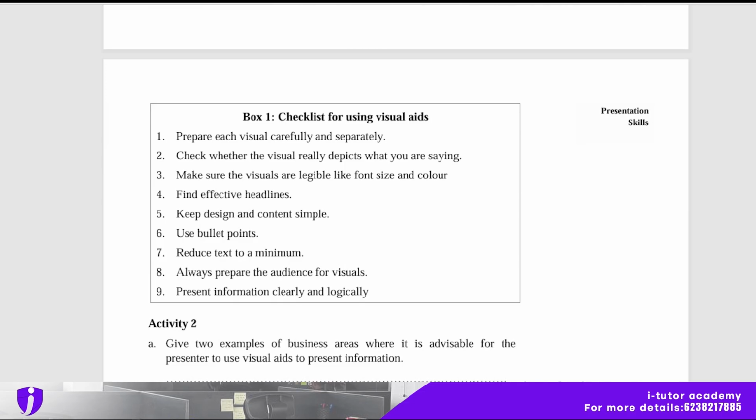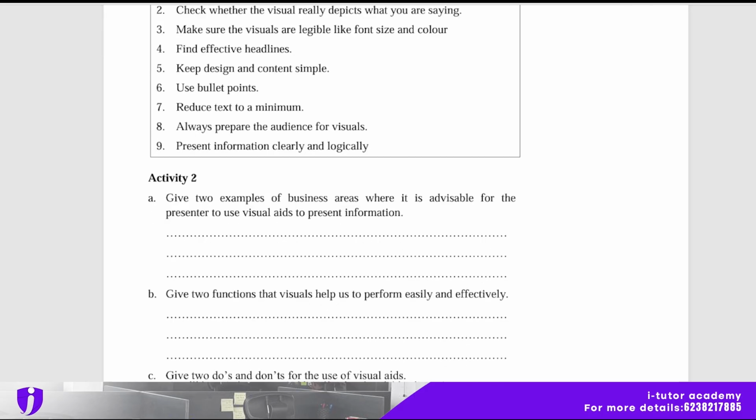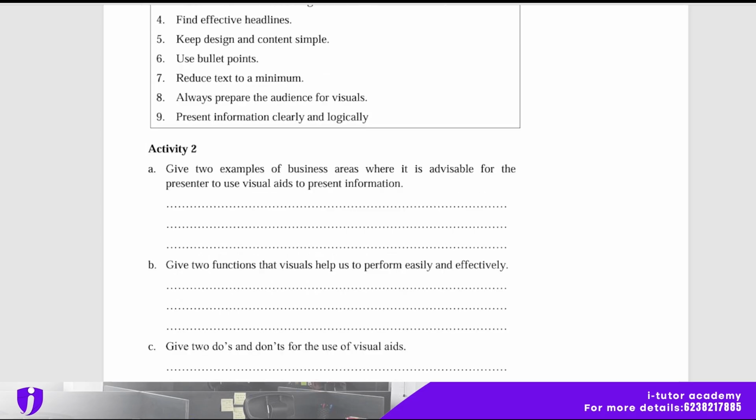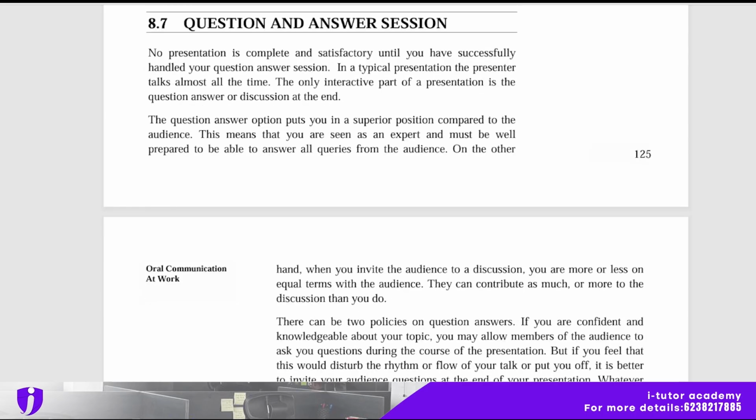And the checklist for using visual aids. Here is Box 1. You can refer to it in your IGNOU study material MMPC 007 Unit 8 also. Prepare each visual carefully and separately. Check whether the visual really depicts what you are saying, and make sure the visuals are legible, like font size and color. Find effective headlines, keep design and content simple. Use bullet points, reduce text to a minimum, always prepare the audience for visuals and present information clearly and logically. So Activity 2 is here based on this subsection, and next is the question and answer session.